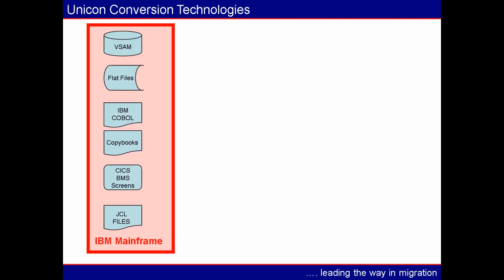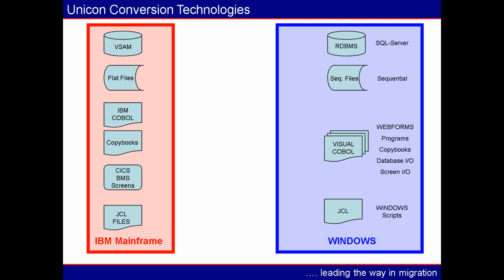In this example, the customer's current components are VSAM files, COBOL programs, BMS screens running in a CICS region, and JCL files to perform the batch jobs. The new Windows platform is to use SQL Server tables, ASPX web form screens serviced by an IIS web server, Visual COBOL programs, and .bat scripts to run the batch jobs.